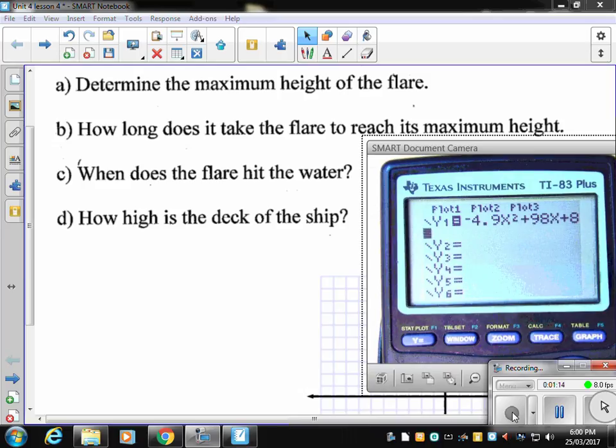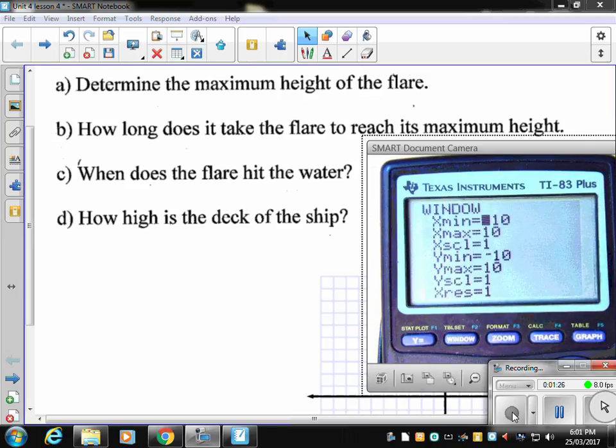The numbers are pretty big. That 98's making me a little suspicious, but I know my y-intercept is 8. I also know it opens upside down. So I'm going to look at my window, and I think, well, negative time is just silly, so I'm going to change that to just negative 2, just so that I can see my y-axis. I think 10 seconds would make sense for a flare to be in the air.